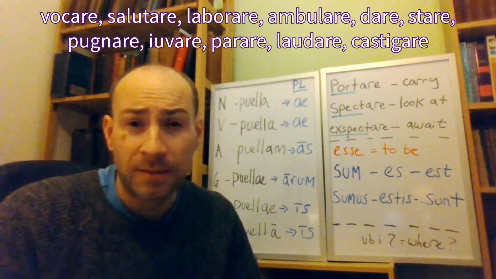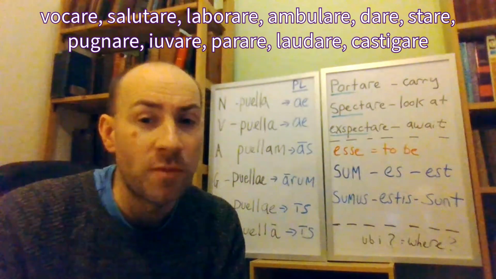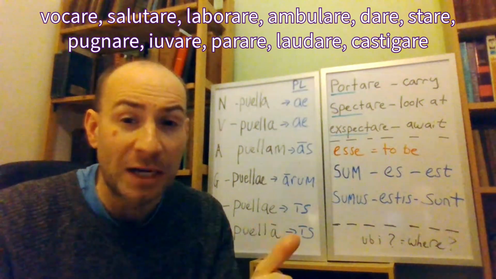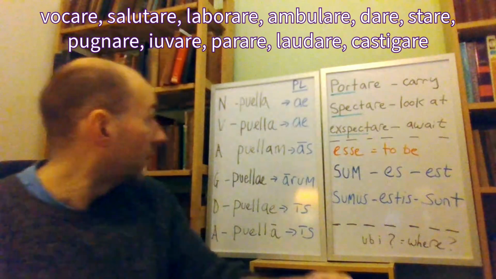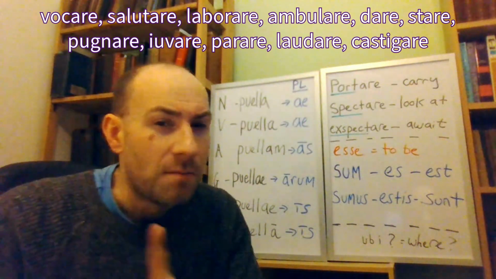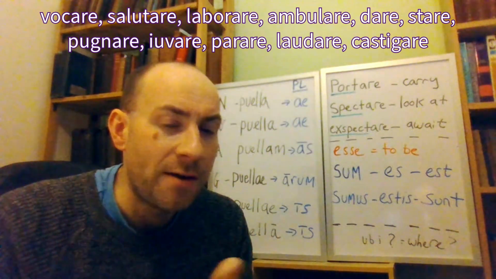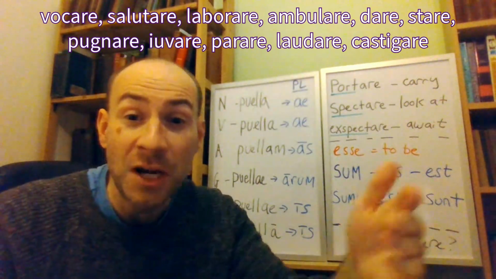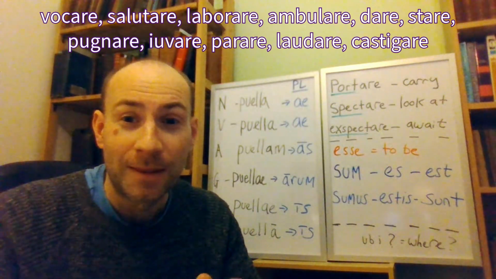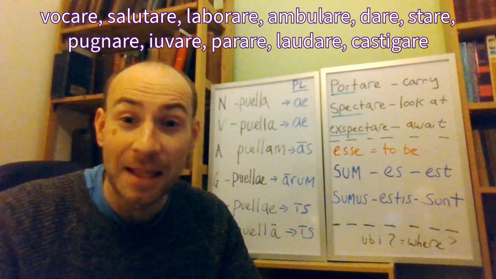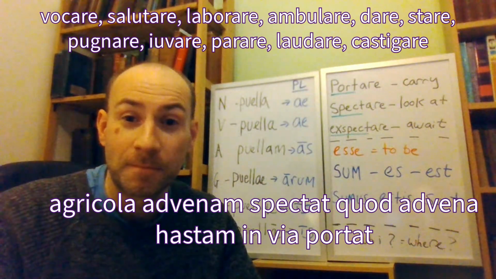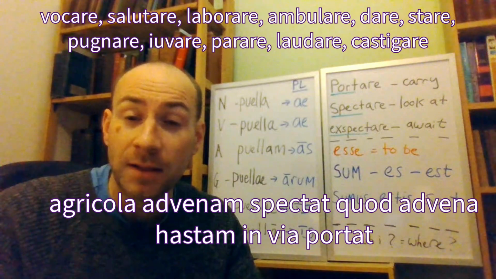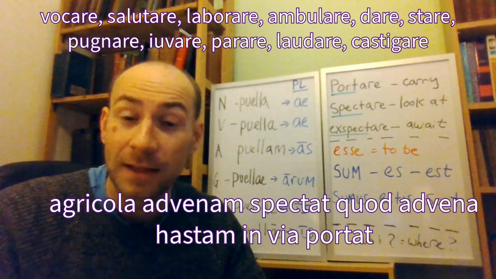Now, the farmer is watching the stranger. Do you remember that word? Advena. He's watching the stranger, he's looking at him. Agricola advenam spectat, accusative singular. Because the stranger is carrying a spear in the street, with hasta. Quod advena hastam in via portat. Agricola advenam spectat, quod advena hastam in via portat. Very good.